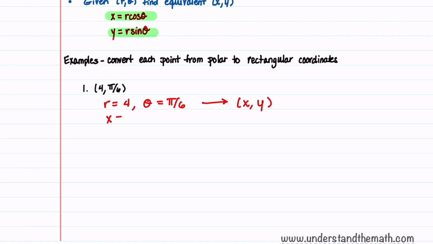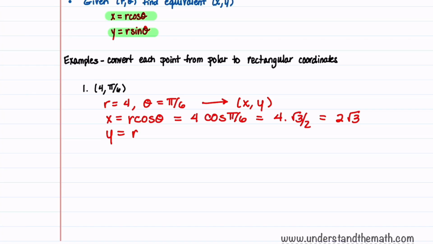Our x is r cosine theta, so that's equal to 4 times cosine pi over 6. This gives us 4, and the cosine of pi over 6 is root 3 over 2. So our x is equal to 2 root 3.